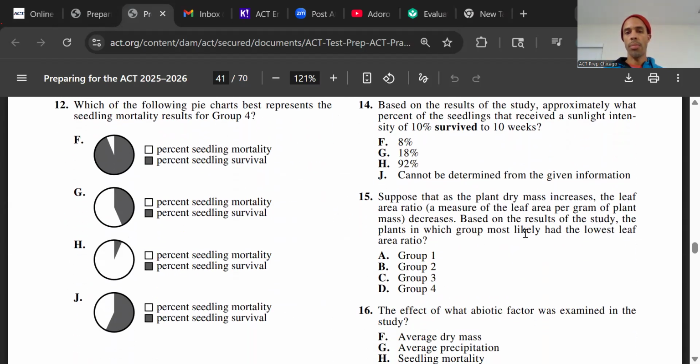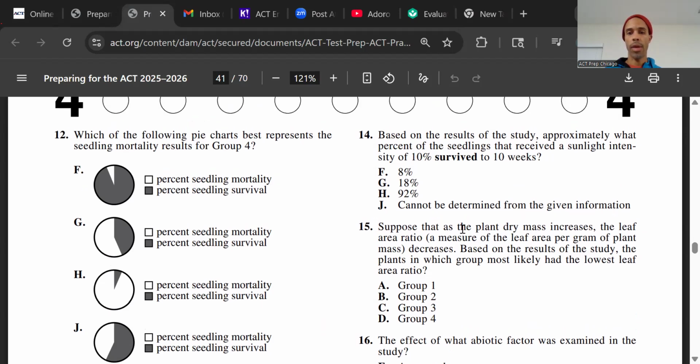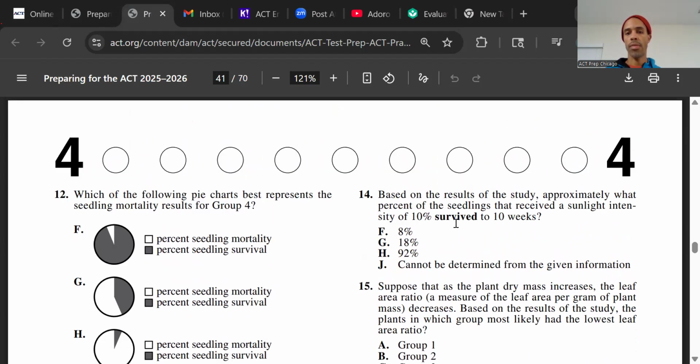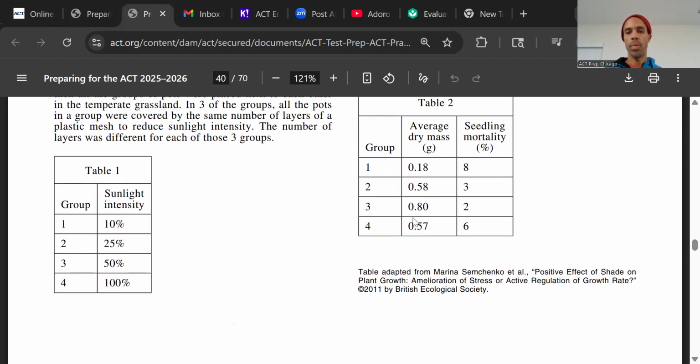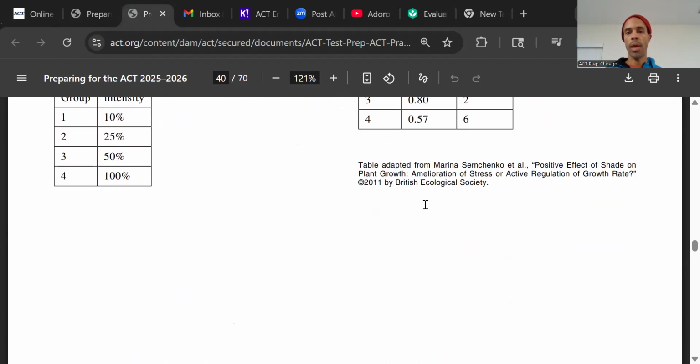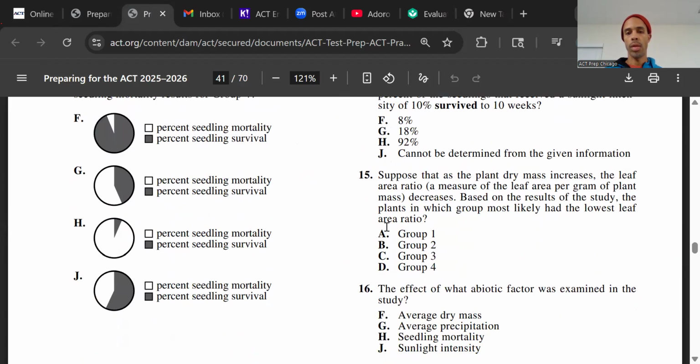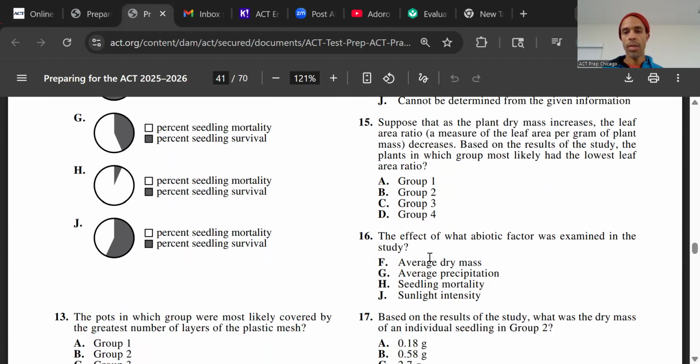Based on the results of the study, the plants in which group most likely had the lowest leaf area ratio? That means we're looking for the highest dry mass, right? Because they said as dry mass increases, leaf area ratio decreases. So if we want the lowest leaf area ratio, we want the highest dry mass, which would be group three. So 3C.